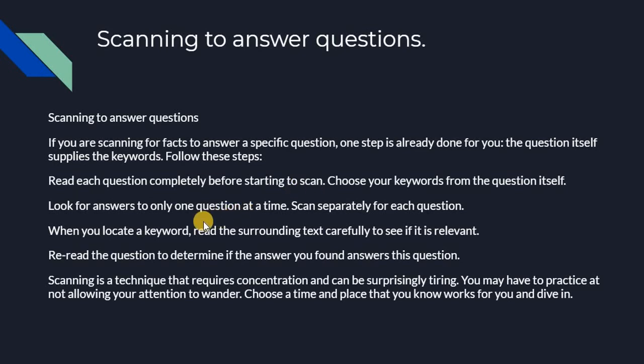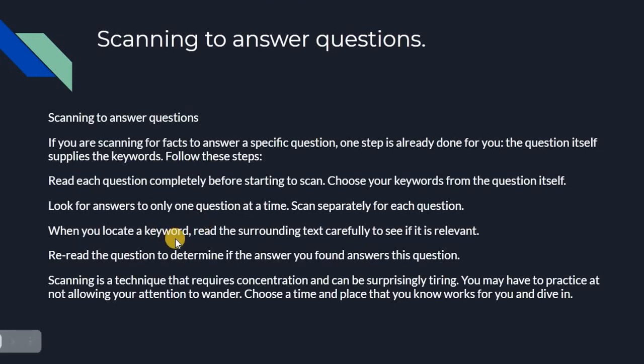Look for answers to one question at a time, and at a time you just need to look at one question. Scan separately for each question. At times what people do is that out of fear that they might run out of time, they would read all the questions first, then they would go to the extract. Then again they would read all the questions, then they would go back to the extract. It would eat up your time. So what you need to do is that you need to focus on just one question at a time. Scan separately for each question. Read the extract separately for each question.